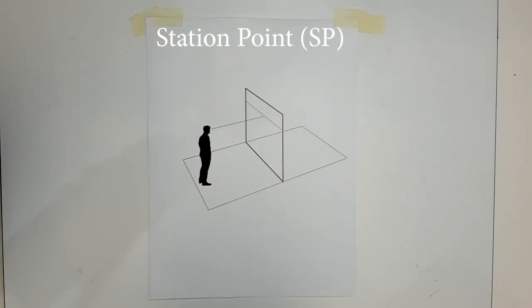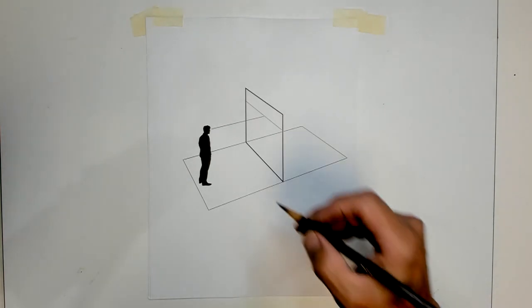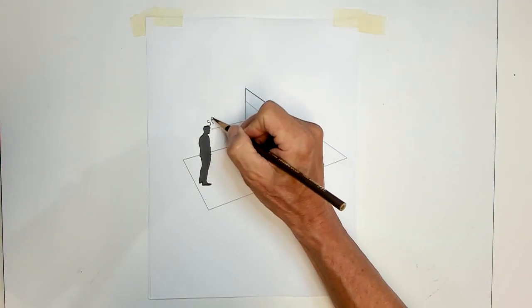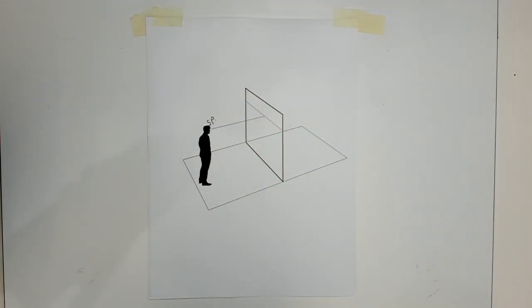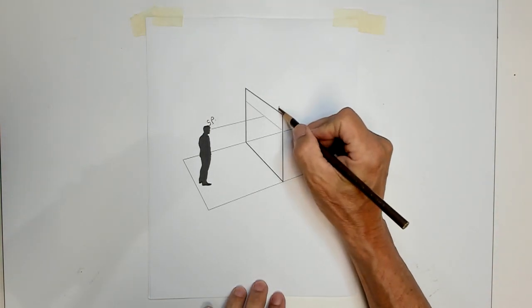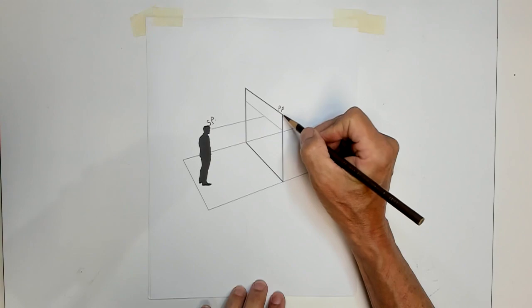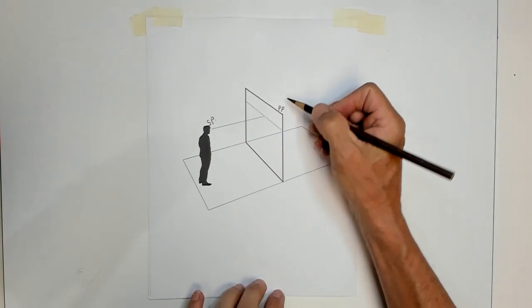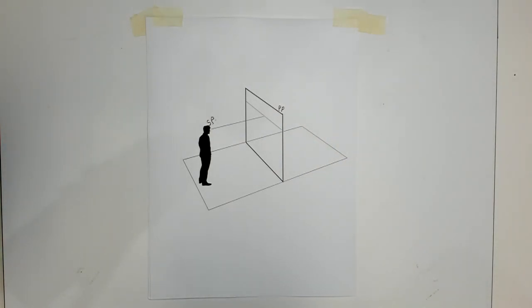So the station point is pretty straightforward. It is the viewer's eye specifically. This is here. The picture plane is this imaginary window between you and the world. You can consider the picture plane to be the piece of paper you are drawing on.